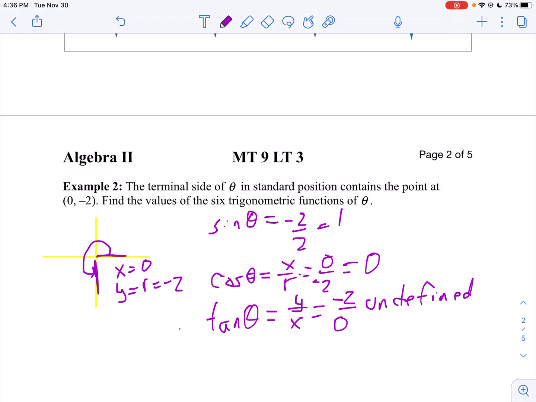Now, if we do the reciprocals, cosecant of theta is the reciprocal of sine. The reciprocal of 1 is 1. The secant of theta, well, that's the reciprocal of cosine. Well, the reciprocal of 0 is undefined.